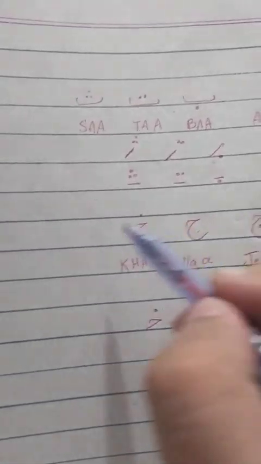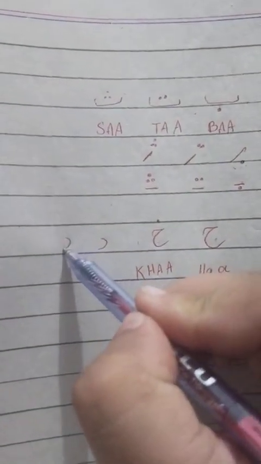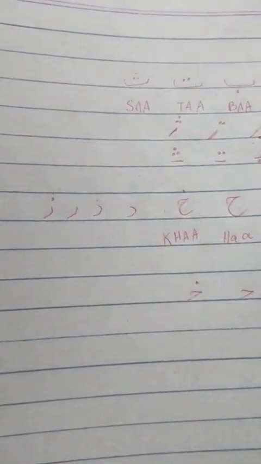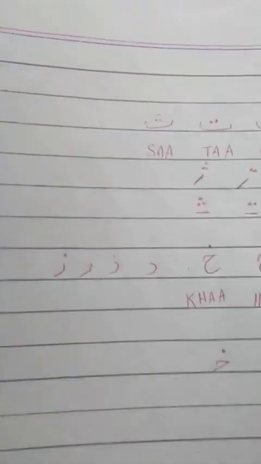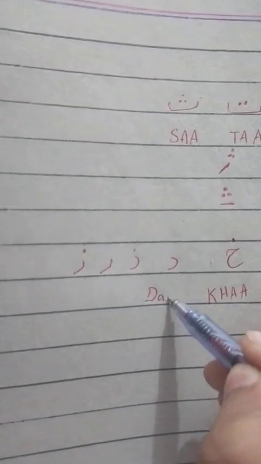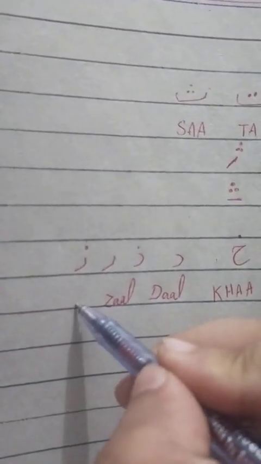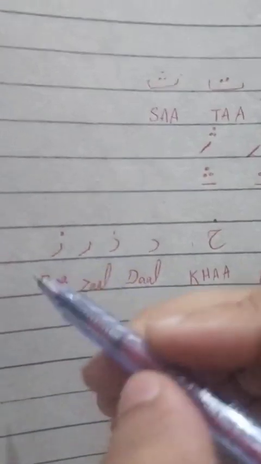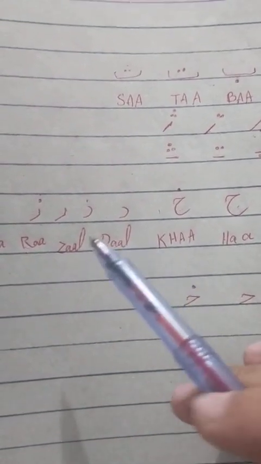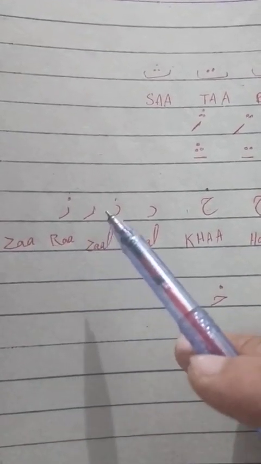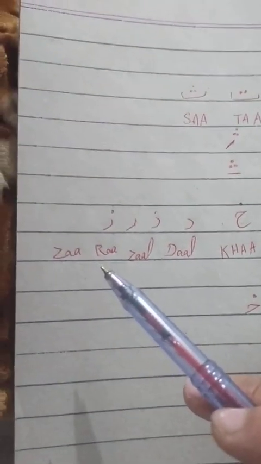Next one, Dal, Zal, Ra and Za. So the spelling of Dal is D-A-A-L, and Zal is Z-A-A-L, Ra is R-A-A, and Za is Z-A-A.